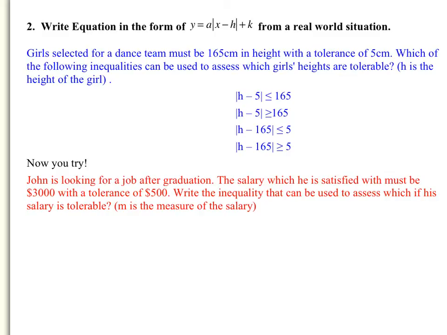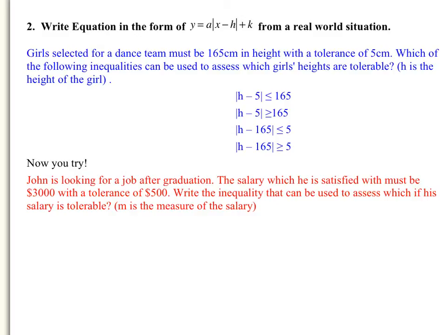Well, it means that she can be up to 5 centimeters taller, or she can be up to 5 centimeters shorter. So, if we were to take the actual height of the girl and subtract the desired height of 165 centimeters, she should be no more than 5 centimeters taller and no less than 5 centimeters shorter. So now let's just look at the 4 options that I have before you. These are 4 possible absolute value inequalities that we could use.